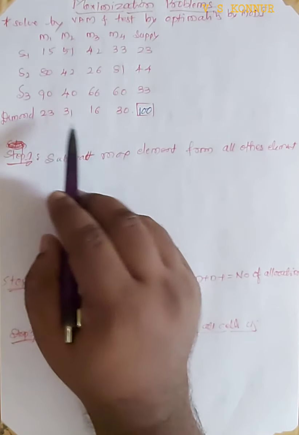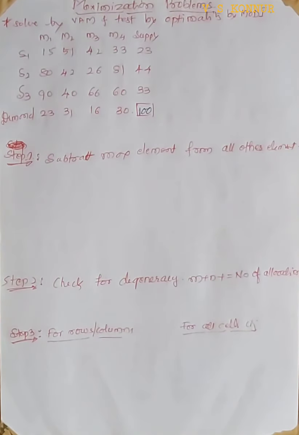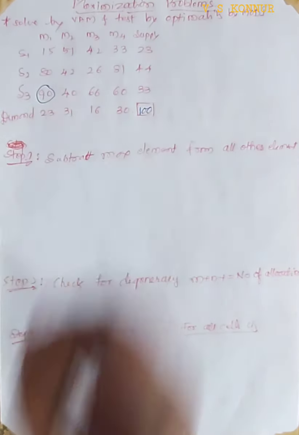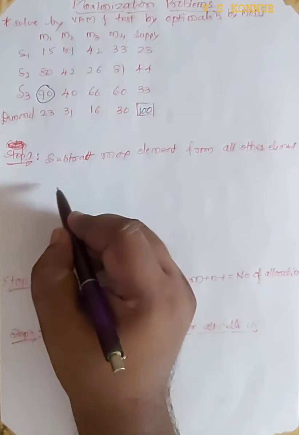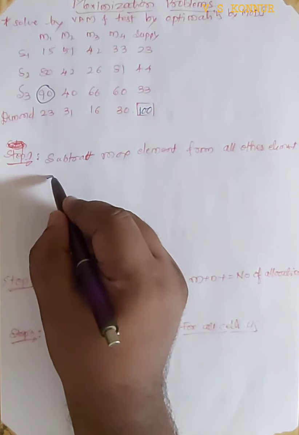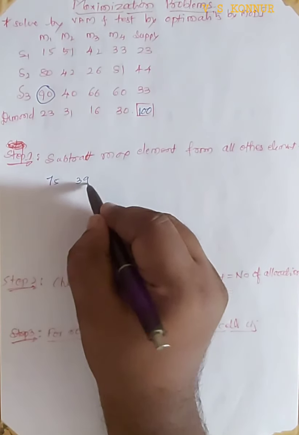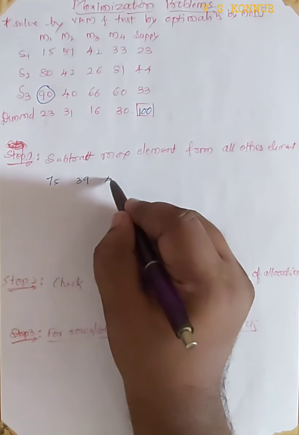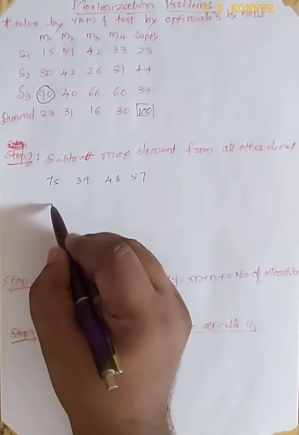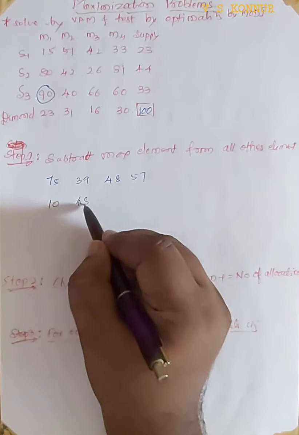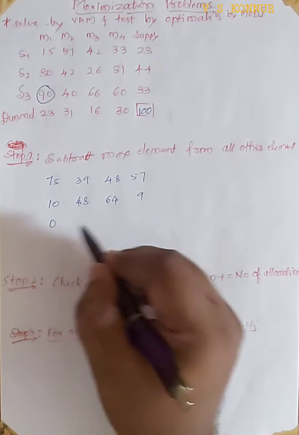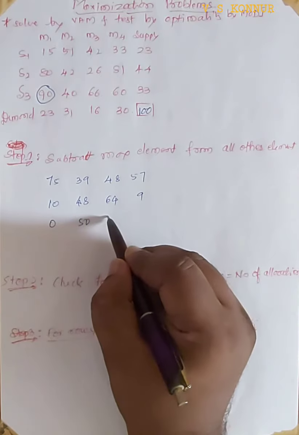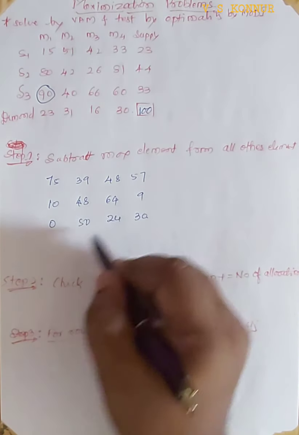Now this will be converted into a minimization problem by selecting the maximum value from the matrix. 90 is the maximum. From 90 we should subtract all other elements. So we will get 90 minus 15, 75, next 39, 48, 57, next 10, 48, 64, 9, next 0, 50, 24, 30. Now it has been converted to minimization.